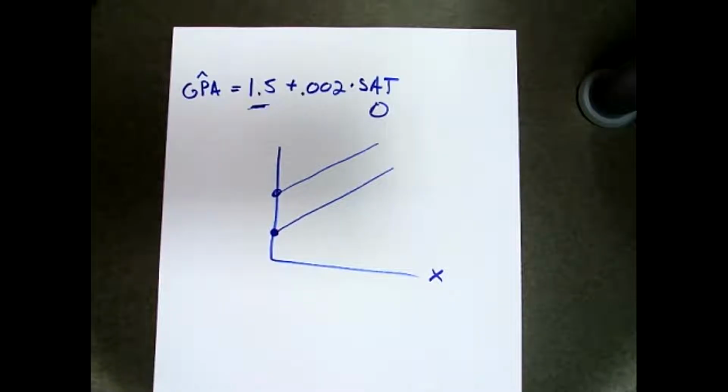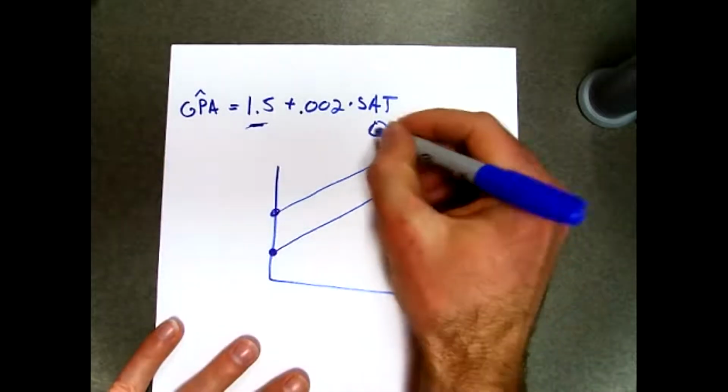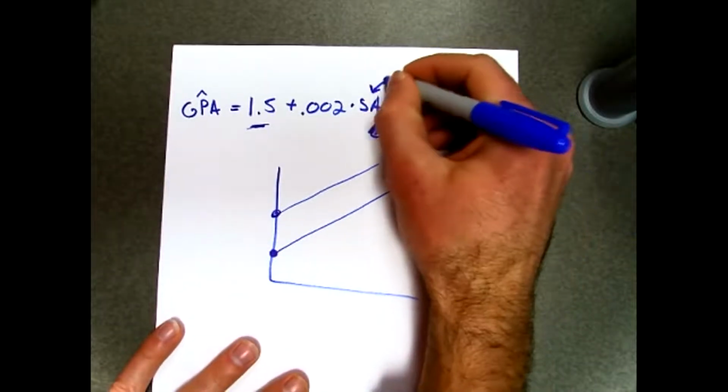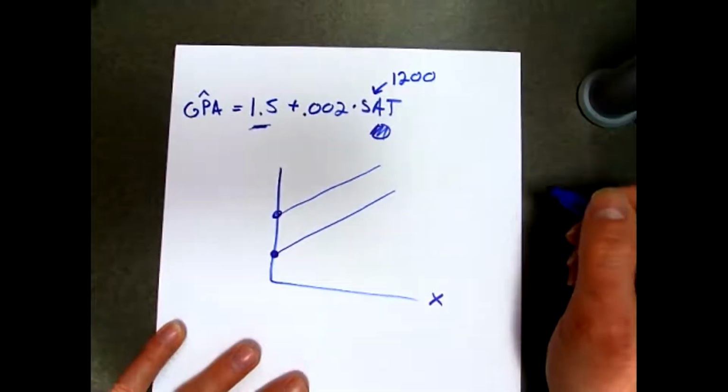When it comes to making predictions, this one I kept easy because we only had one variable. All I would do is plug in that hypothetical person's SAT score.